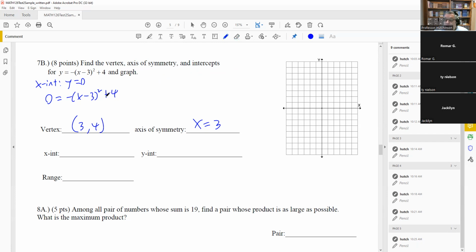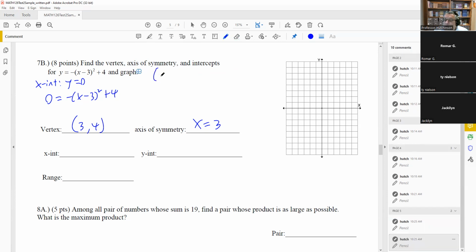All right, so now with this, we'll move this over to the other side. Okay, so we've got (x - 3)^2 = 4. So we move the negative over to the left-hand side. Now we want to take the square root of both sides.